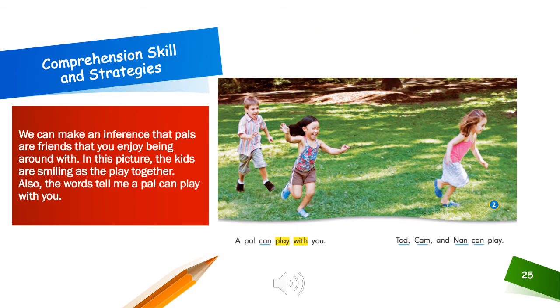So, we can make an inference that pals are friends that you enjoy being around. In this picture, the kids are smiling as they play together. Also, the words tell me a pal can play with you. So this goes back to my inference. My inference was that pals are friends that you enjoy being around.